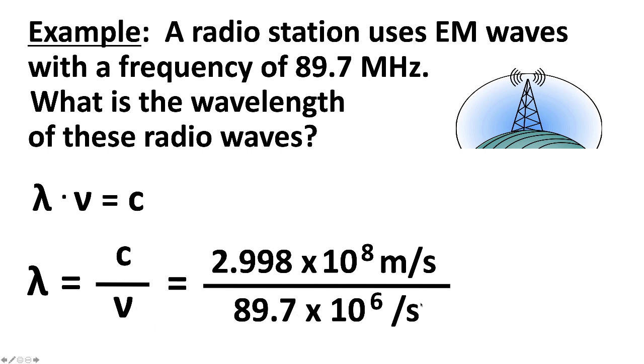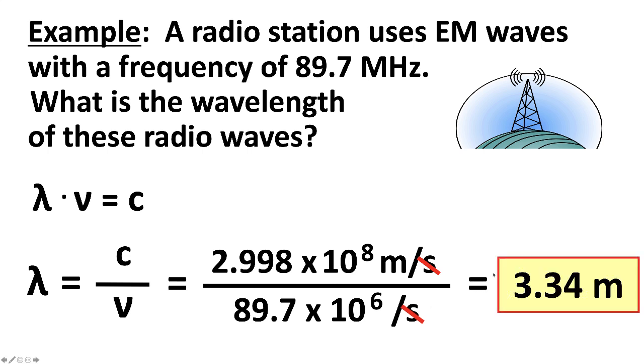And note again to pay attention to units. We're going to convert 89.7 megahertz into hertz. So 89.7 times 10 to the 6th hertz, or 89.7 times 10 to the 6th per second. In this case, the seconds cancel, and we're left with units of meters, and the value is 3.34. So the wavelength of this radio station's waves is the very long 3.34 meters.